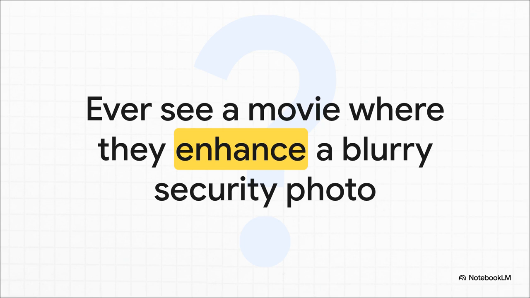So, have you ever seen one of those movies where they enhance a super blurry security photo? Come on, you know the scene. The detective leans over the monitor and just says that one word, enhance. And boom, this grainy, totally useless photo suddenly becomes crystal clear and it reveals the one clue they needed. It always feels like total magic, right? Well, what if I told you that enhance isn't just some magic word they made up for Hollywood? That core idea, taking a messed up image and systematically making it better, that's a real-world science. It's a whole field, and it's called digital image processing.